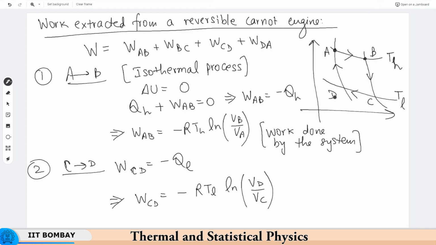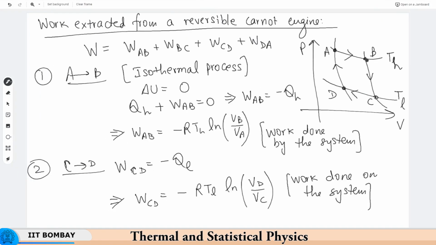And here now you can see that this is P, so this is the V axis. You can see VD is less than VC and there is a negative sign. So this is a positive quantity, and this basically means the work is done on the system. Okay. And now we can do BC.